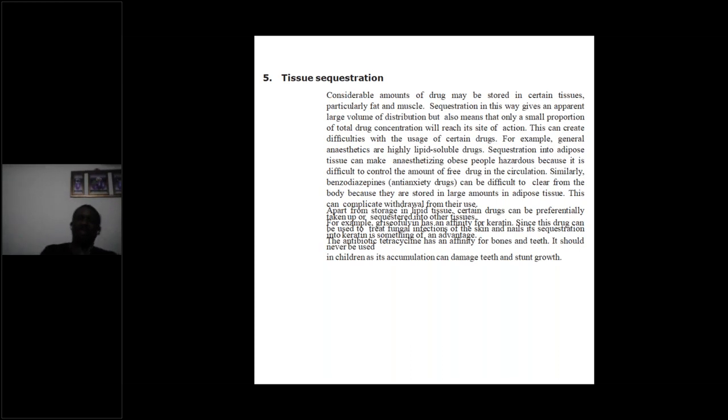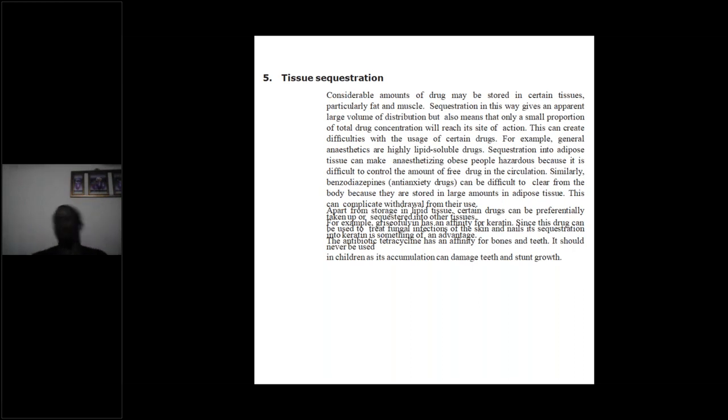And you know the relevance of administering a drug is it reaching the desired site of action. So the impact of this is that it can create difficulty with the usage of certain drugs. So general anesthetics are highly lipid soluble.